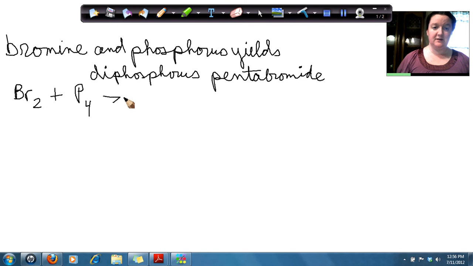And it is yielding diphosphorus. Now remember that di means 2, so that means we have 2 phosphorus, P2. And pentabromide. Penta means 5, kind of like a pentagon. So we're going to have Br5.